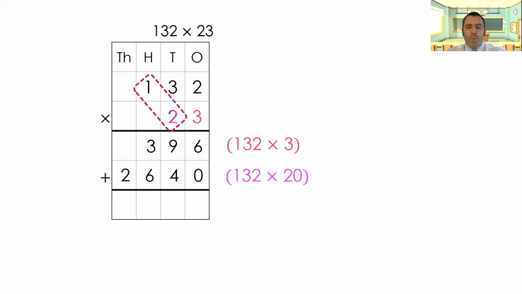And then the process to work out the final product is exactly the same as how we've been doing it for 2-digit times 2-digit numbers. We add the products together. 6 add 0 makes 6. 9 add 4 makes 13, so I've got to exchange my 1 and I write down the 3. 6 and 3 makes 9. Adding in the 1 I've exchanged across makes 10. So I'm going to exchange that 1 across and a 0 in there. And I've got 1 and 2 to make 3. So 132 times 23 makes 3036.